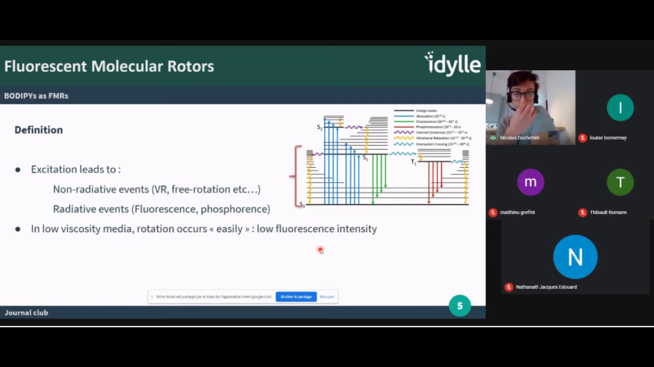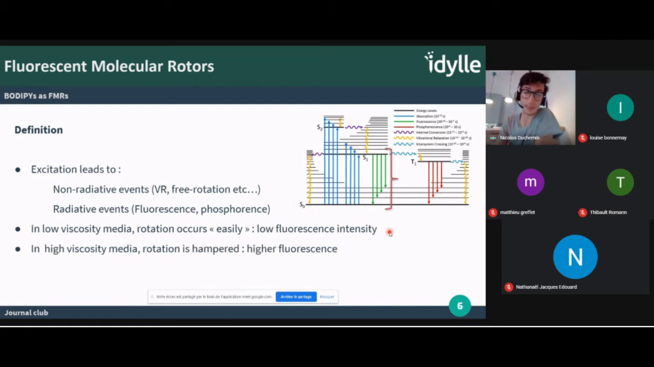In low viscosity media, for fluorescent molecular rotors, the rotation of the stator and the rotor can actually occur quite easily. You don't have a lot of constraint. Therefore, you actually have a majority of vibrational relaxation or free rotation, so non-radiative events. And as it's pretty much an equilibrium between these different events, radiative and non-radiative, you have low fluorescence intensity. So your compound would be potentially fluorescent, but with a very low intensity.